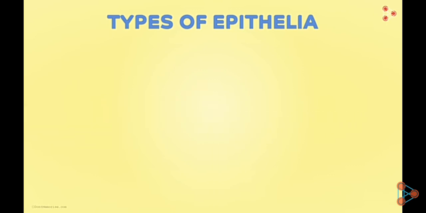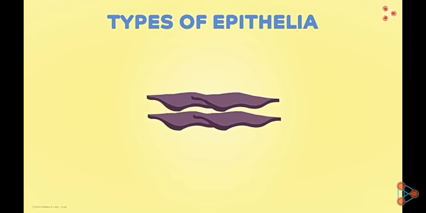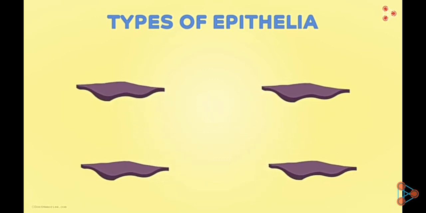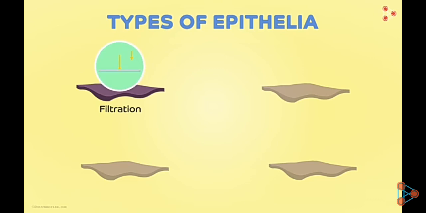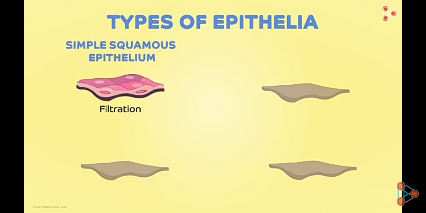Okay, so getting back to the types of epithelia, in order to study them, let's take a simple example. Imagine this to be a basement membrane. Now, depending upon the functions, let's classify them. So let's say the first function is filtration. What kind of structure should be present according to you? Yes, it needs to be a very flat surface. So this type of epithelium is referred to as simple squamous epithelium.